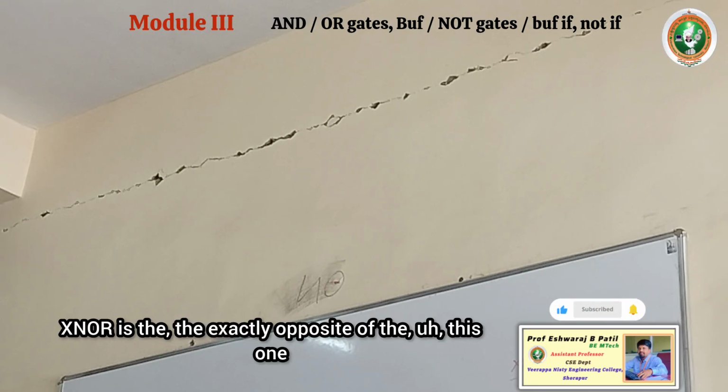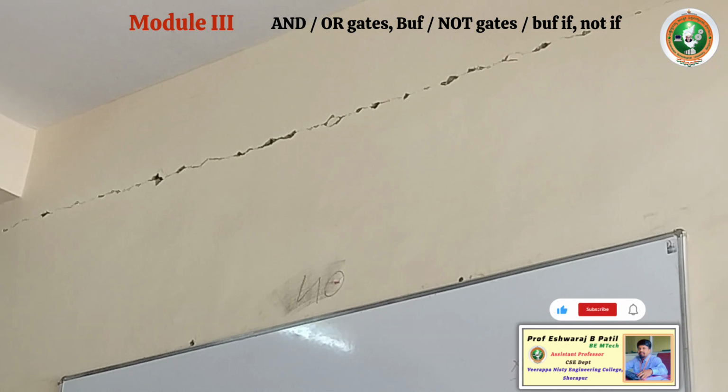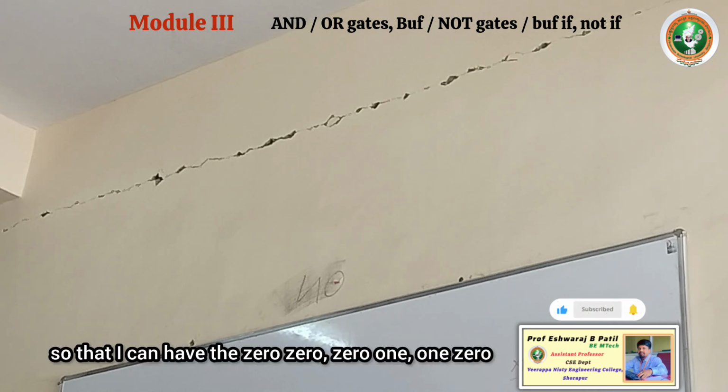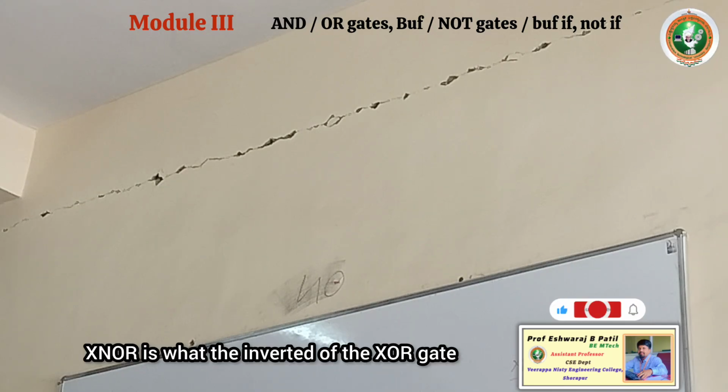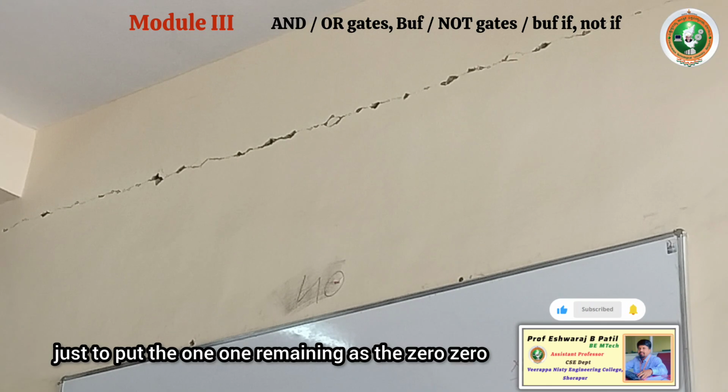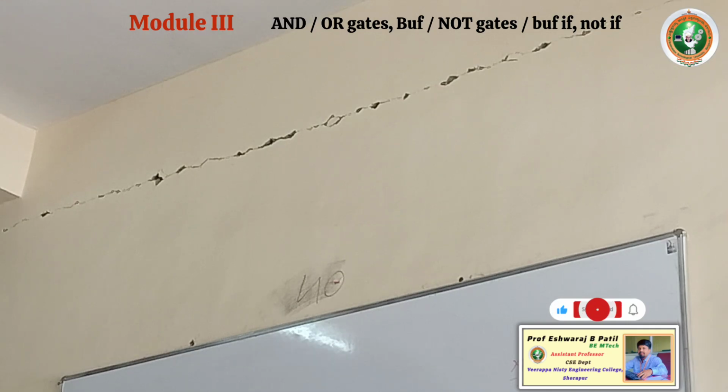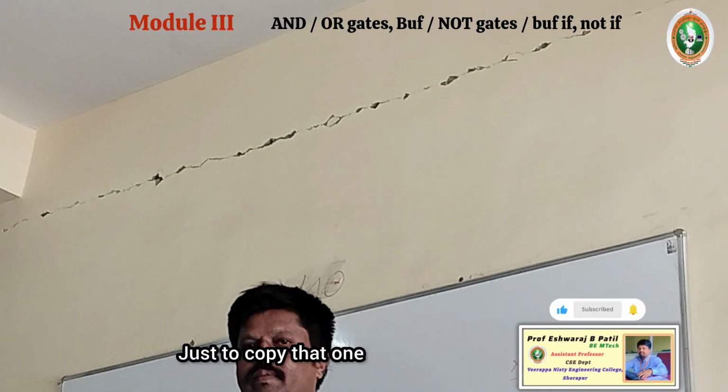The XNOR is exactly the opposite of this one. So I can have the 0 0, 0 1, 1 0, 1 1 combination. The output of the XNOR is the inverted form of the XOR gate: the 1 1 become 0 0 and the remaining as 1 1. Just to copy that one.